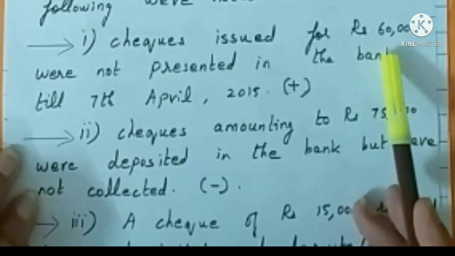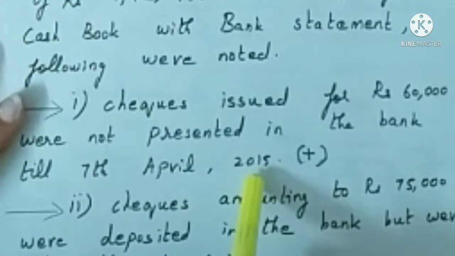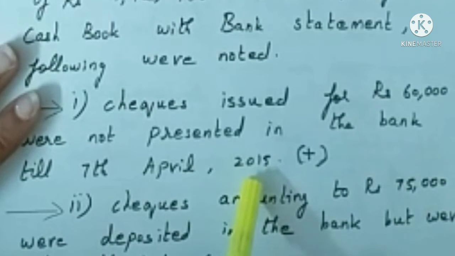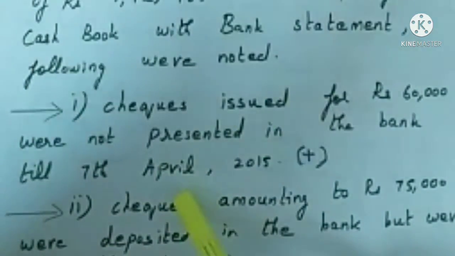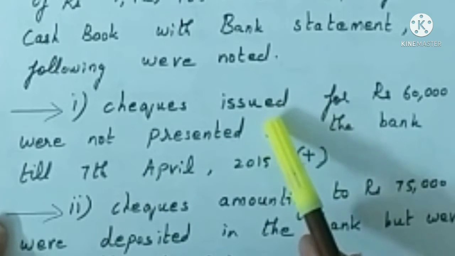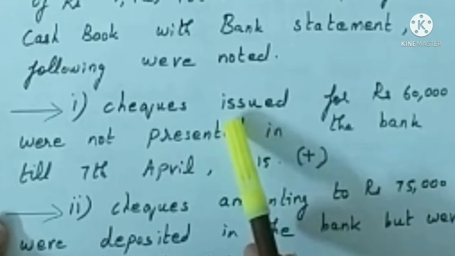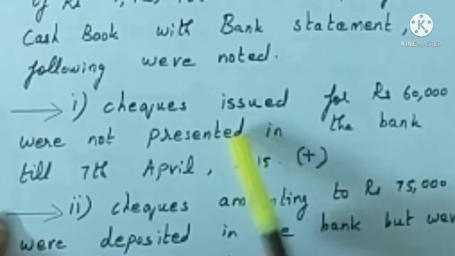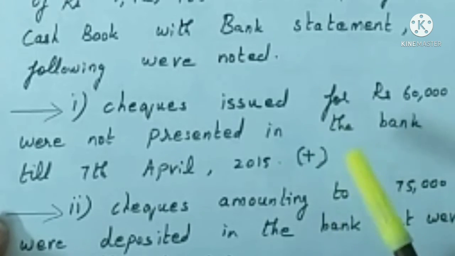See, the first one is checks issued for rupees 60,000 were not presented in the bank till 7th April 2015. So now we are going to start from overdraft as per cash book. We have to end up with overdraft as per passbook. So we should focus only on passbook now. What is the first one? Checks issued. As soon as the checks are issued, we will record in our cash book. But in passbook, we won't record it, isn't it? So what happens? Our cash book balance gets reduced. But what is happening for the passbook balance? It is increasing.